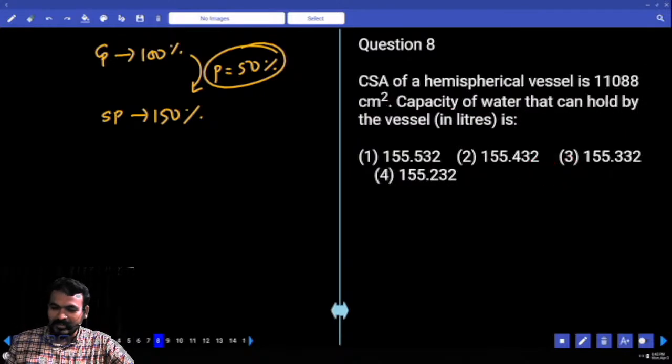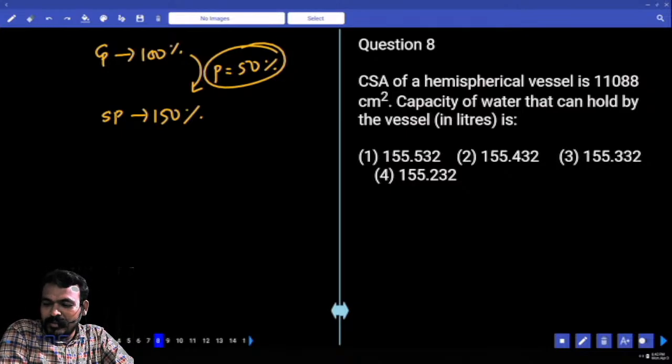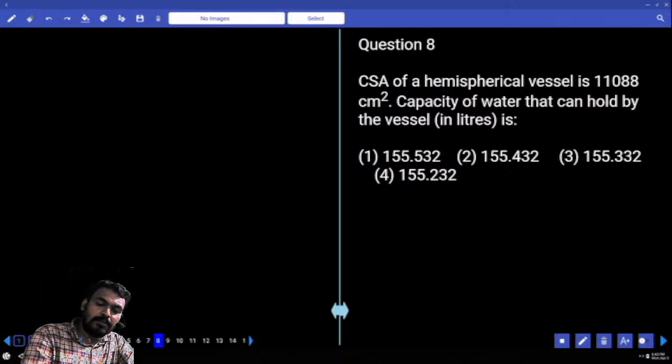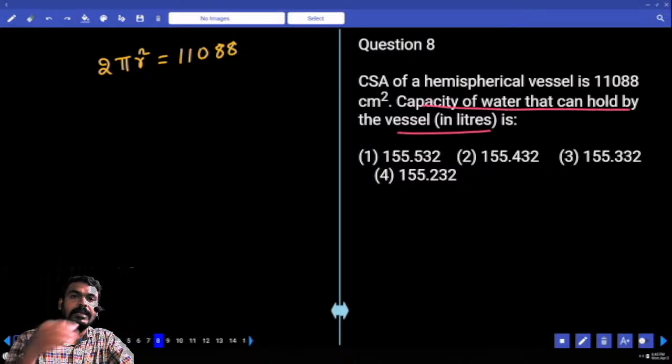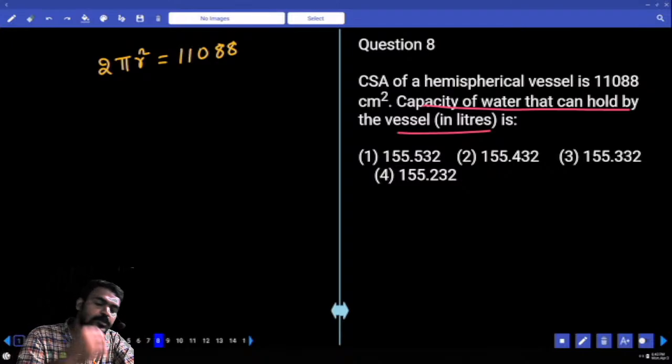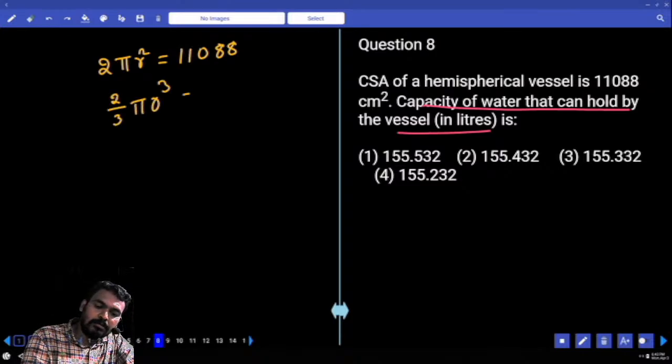Next question number 8. Curved surface area of a hemispherical vessel is 11088. The capacity of the water that can be held by the vessel in liters. What is the curved surface area of a hemisphere? 2 pi r square, that is equal to 11088. But we require the capacity of water held by the vessel in liters. Liters means required volume or not? What is the volume of a hemisphere? 2 by 3 pi r cube.